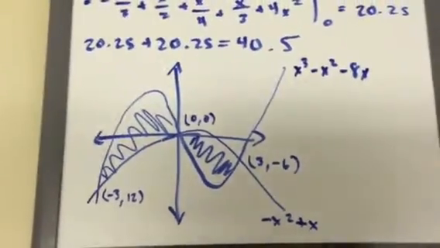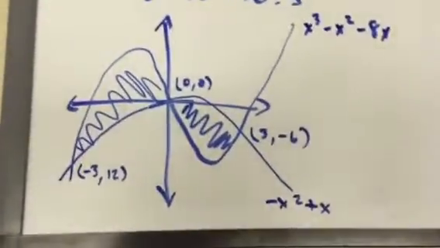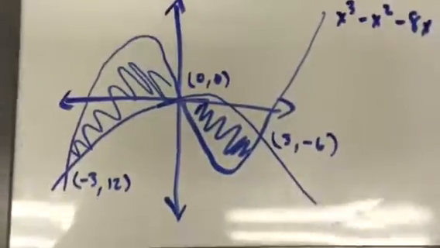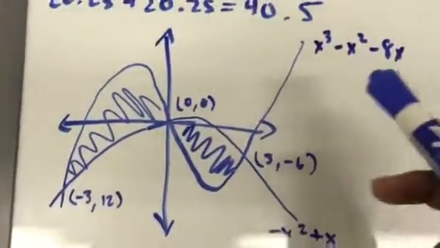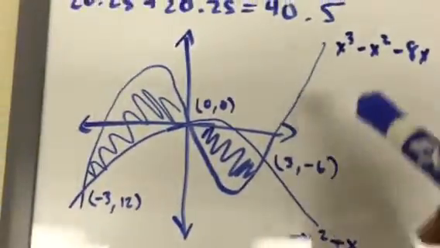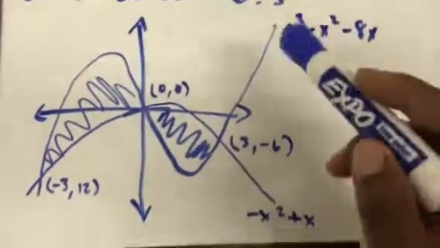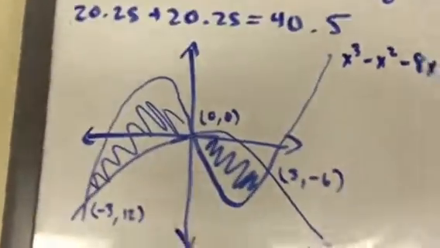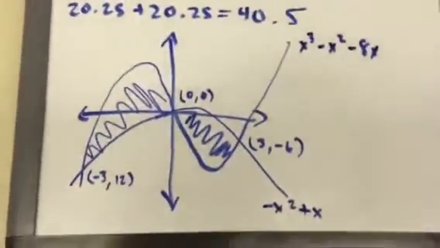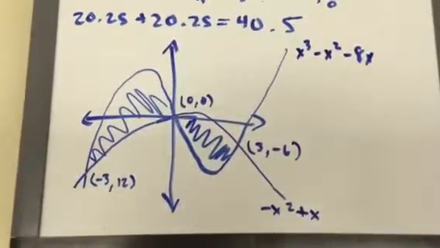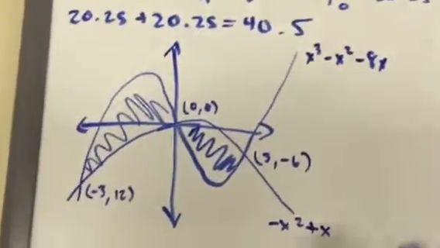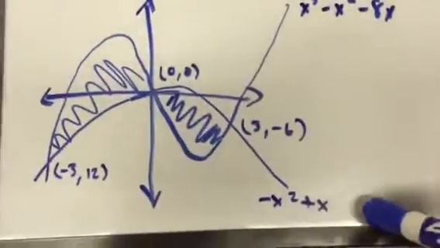Now we're going to have to integrate to find the area between two curves, and these curves are x cubed minus x squared minus 8x and negative x squared plus x. X cubed minus x squared minus 8x is represented in this graph here, and negative x squared plus x is represented in the graph here. When integrating to find the area between two curves, you integrate with the top curve minus the bottom curve.